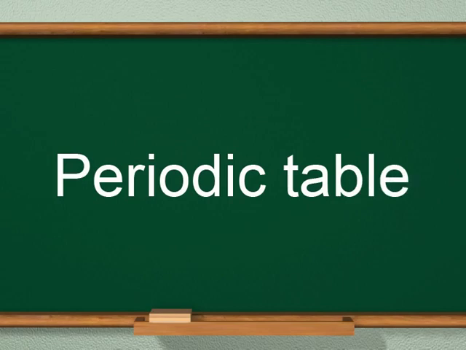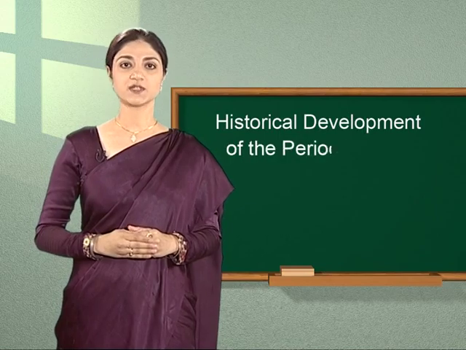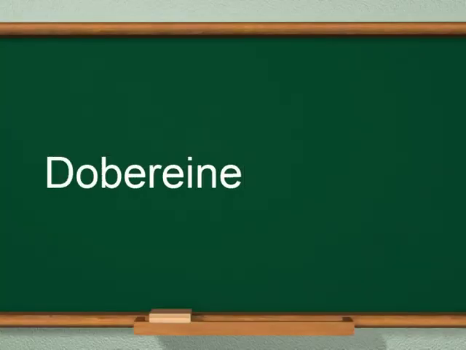Periodic table classifies all the known elements in accordance with their properties in such a way that elements with similar properties are grouped together in the same vertical column. Students, let us study about historical development of the periodic table. Duberiner's triads.